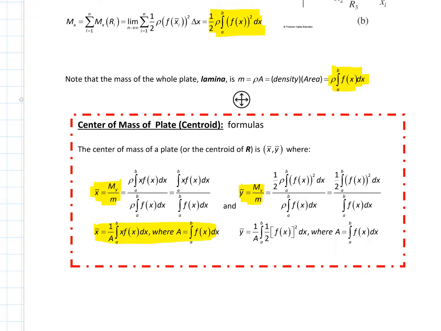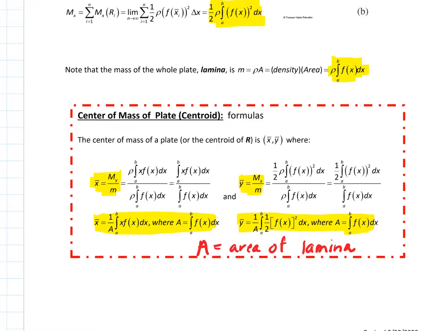So if we define A to be the area of the lamina, in simple terms, A equals the area of the lamina, and our area formula, of course, is the integral from a to b of f of x dx. So if we calculate the area of the lamina, then x bar is going to be just 1 over A times the integral from a to b of x f of x dx, and y bar is going to be 1 over A times the integral from a to b of 1/2 f of x squared dx. All right.